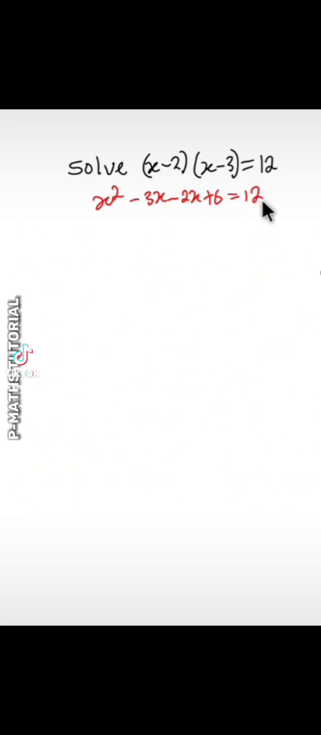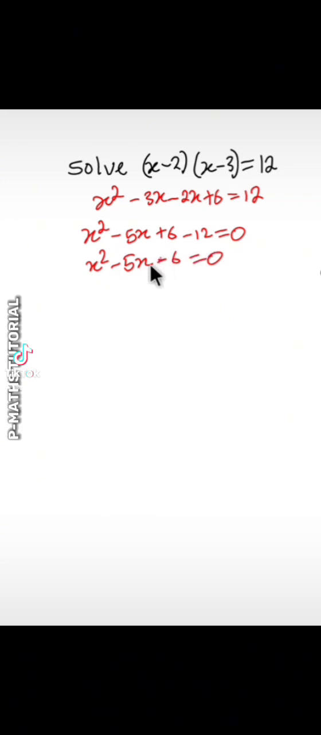Then let's bring 12 to the left hand side. We have x squared minus 3x minus 2x is minus 5x, plus 6 minus 12 equals 0. Then 6 minus 12 we have negative 6. Therefore I have x squared minus 5x minus 6 equals 0. I have a quadratic equation now, so I can factorize.